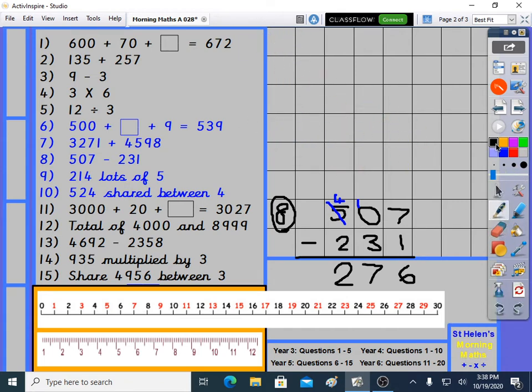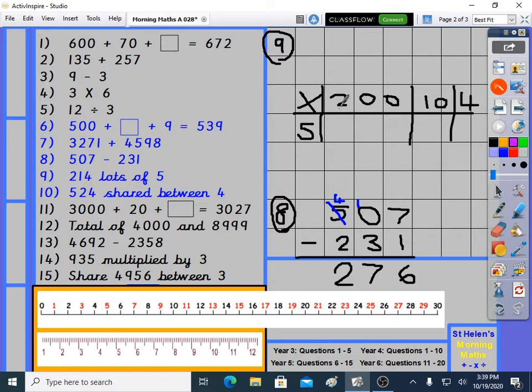Question 9 is times. 214 lots of 5. Grid method. 214. So that's 200 and a 10 and a 4 multiplied by 5. 5 times 2 is 10. Place 2 zeros. This is like 5 times 2, but it's actually 5 times 200, so it's 1,000. 5 times 10, we know that's 50. 5 times 4, 5, 10, 15, 20.